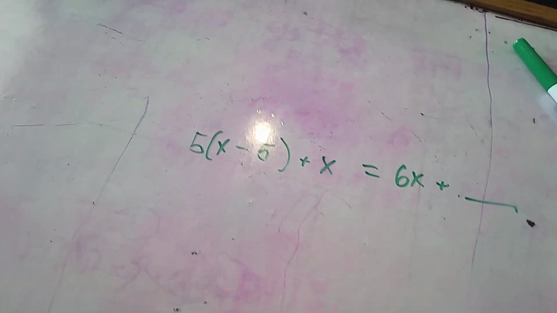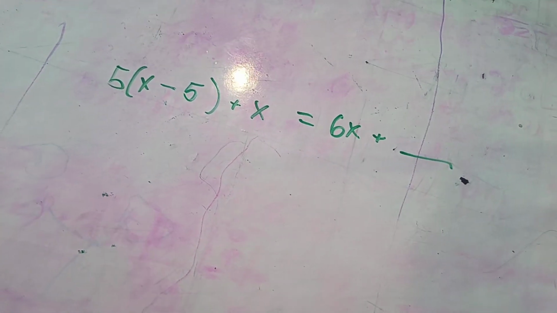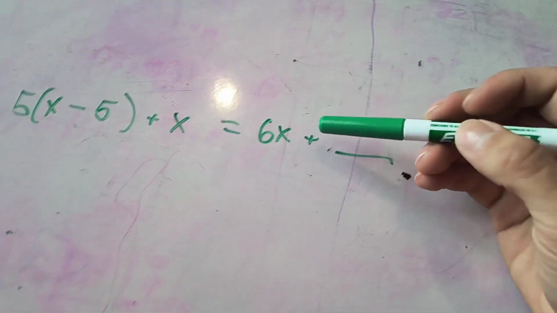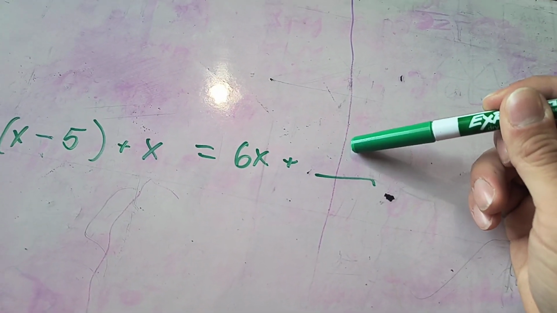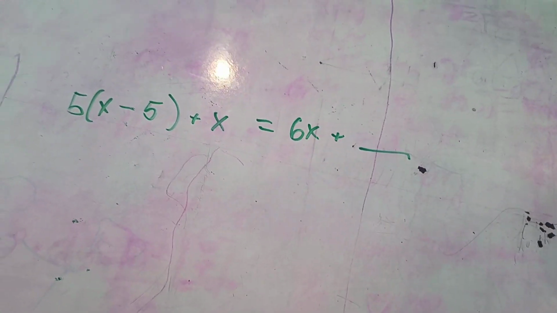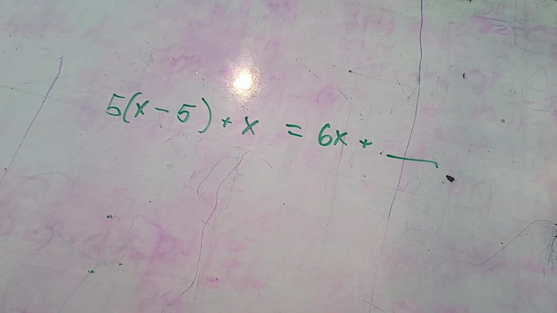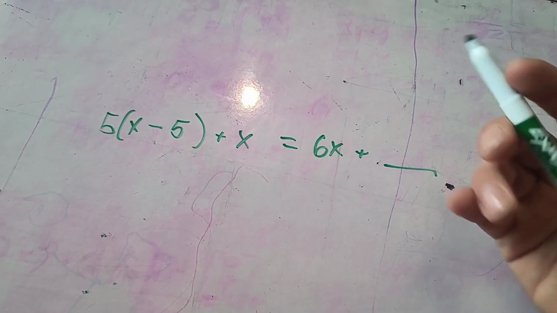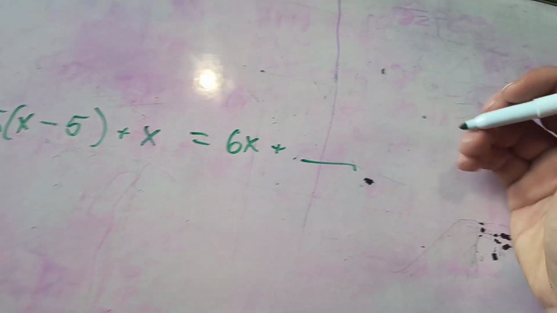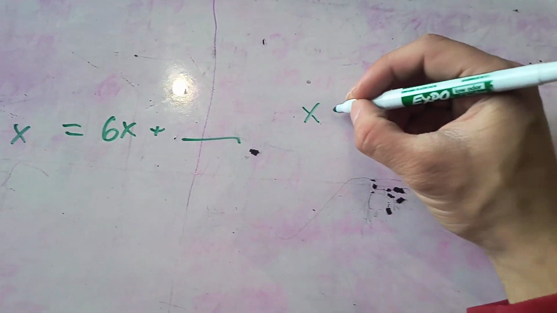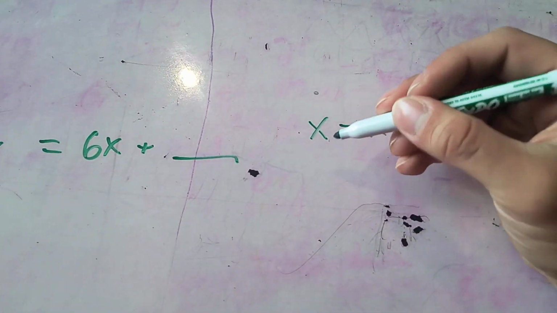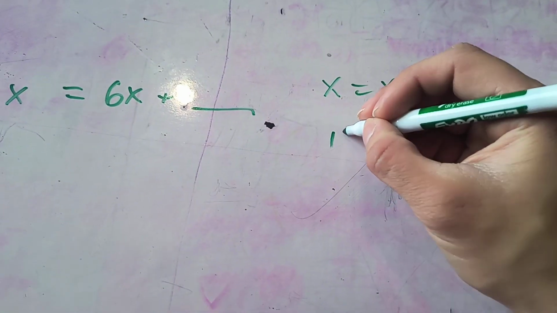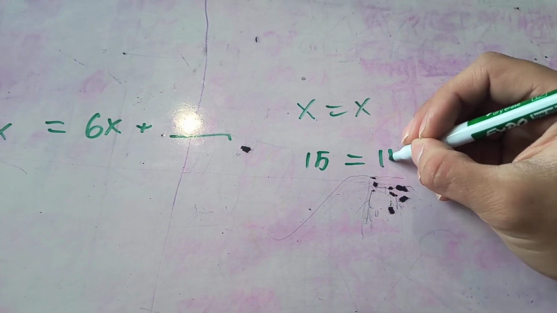Alright, so right here we have this equation. And we are going to fill in the blank right here to create an equation that has infinite many solutions. And if you remember, an equation with infinite many solutions is an equation where on both sides they're equal to the same thing. As in we get x is equal to x, or we get 15 is equal to 15.